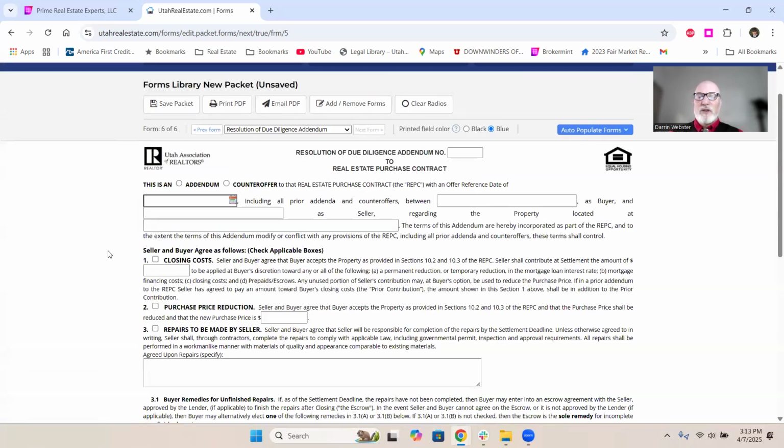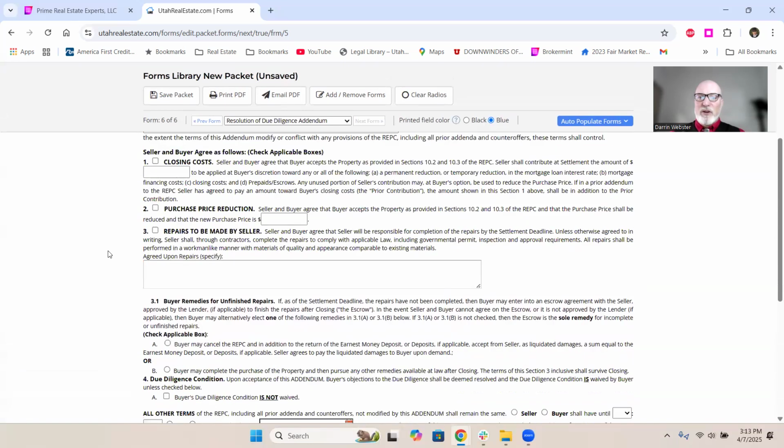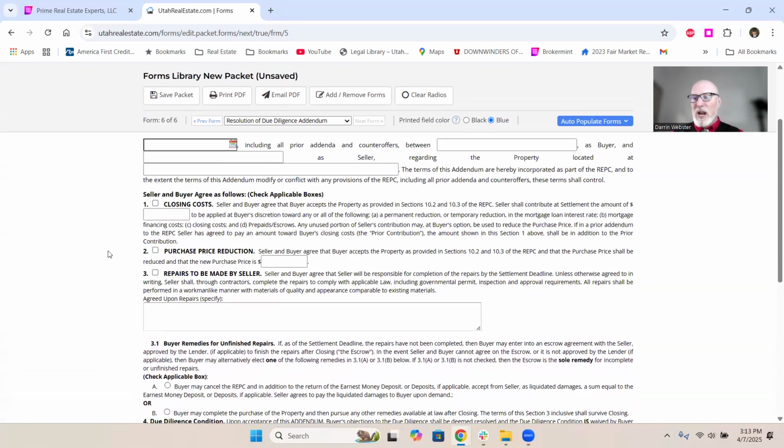Okay, resolution of due diligence addendum. This is added during the process, and this is what happens during due diligence as you're negotiating with the seller over how to handle the due diligence situation. First option is both sides just agree that the seller is going to provide the buyer a credit, the closing costs, and the buyer's buying it the way it is, and they'll deal with it after they take possession.